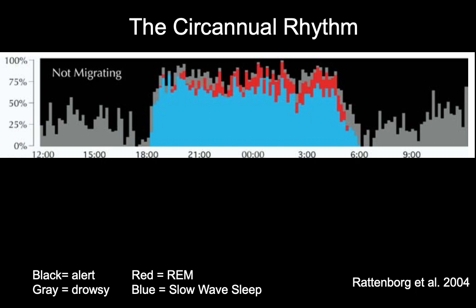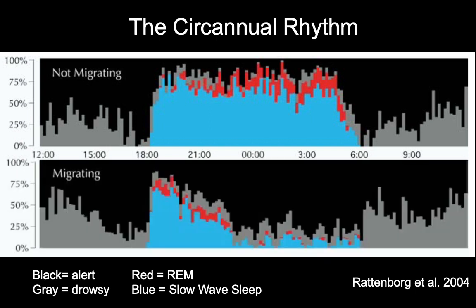Let's take a look at what happens during migration. What I've shown you so far is these white-crowned sparrows during non-migration. But now, during the migratory season, these birds are in captivity. And what do we see during their migratory behavior? Well, I already described that they exhibit Zugunruhe. They exhibit restlessness at night, so we would expect the black to extend during the night period, and indeed it does. We can see at the very beginning of the night, it's pretty similar.